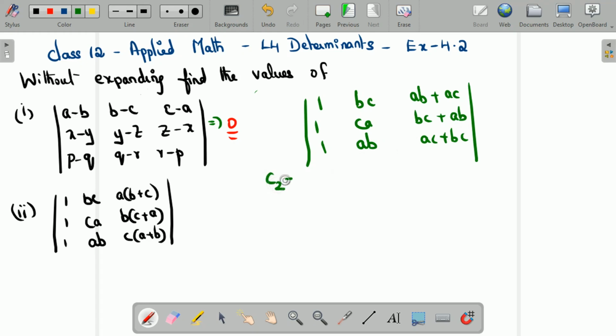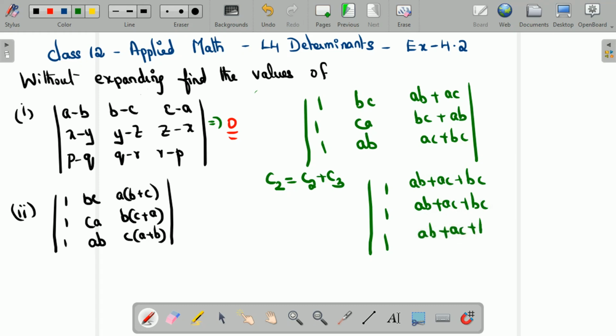So here I'm going to write C2 is equal to C2 plus C3. Let's retain the first column as such. The second column becomes AB plus AC plus BC. Again AB plus AC plus BC. Once more AB plus AC plus BC. The last column remains the same. I'm just copying the last column exactly as what it was before because we have not made any transformations there. Now what I can see is that in this particular column, all the elements are the same.